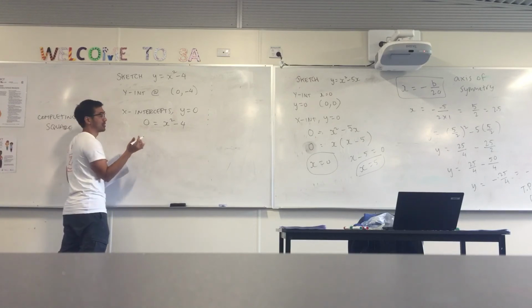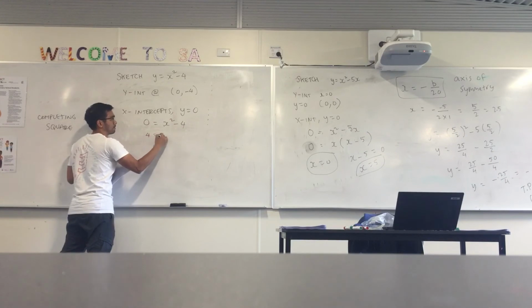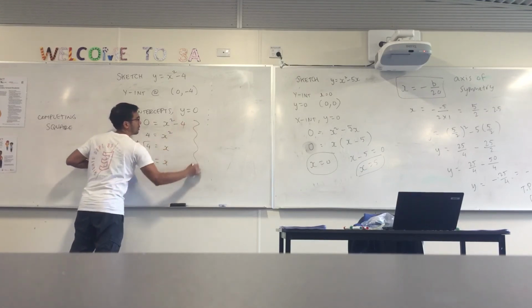Okay, let's do it two ways. Opposite of -4 is 4. Square root x. Opposite of a square is the square root. What must I do with the square root? Plus minus. X equals plus minus what? 2. Let's do it the other way.